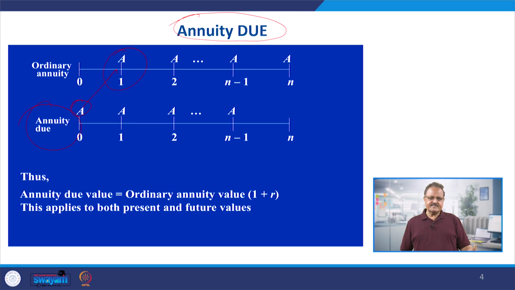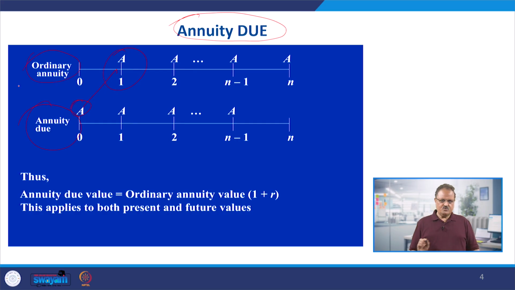Normally we discuss the case of the ordinary annuity or the deferred annuity, but if you assume that the cash flow will not occur at the end of the first year, but in the beginning of that first year, maybe at period 0, then you have to call it the annuity due, and for calculating its value, you have to multiply by 1 plus R, where R is the rate of return. So the ordinary annuity value into 1 plus R will become the annuity due, because now you are getting one cash flow extra. Here the cash flow was coming at the end of the first year, but here the cash flow is coming at the beginning of the first year. So this is the annuity due and this is the ordinary annuity.